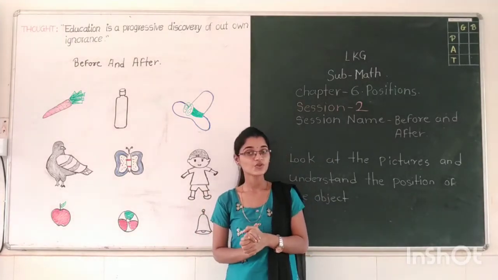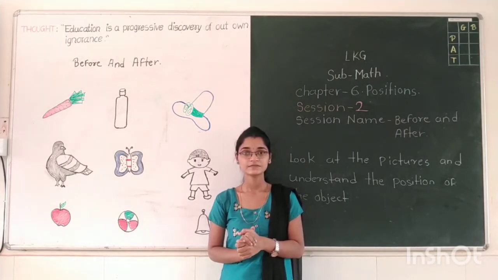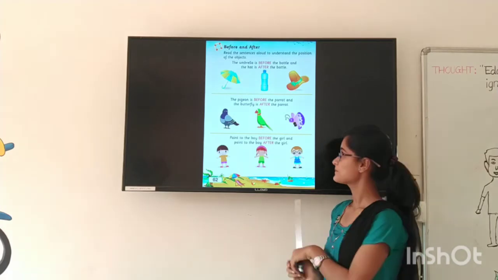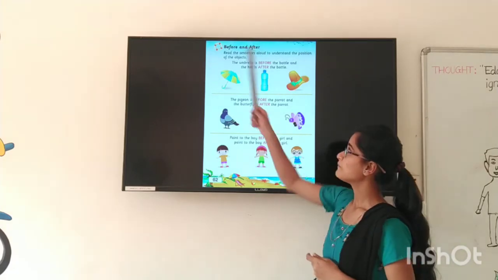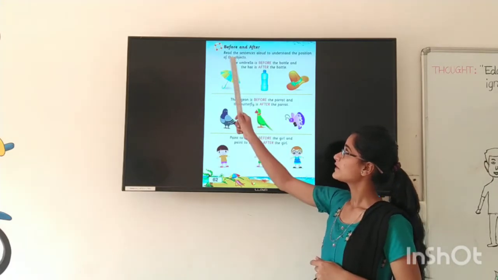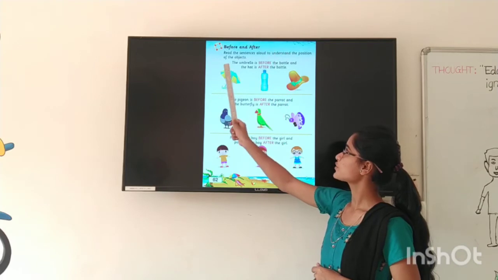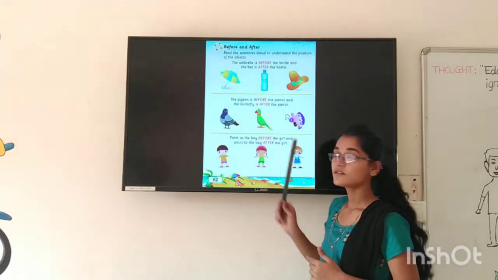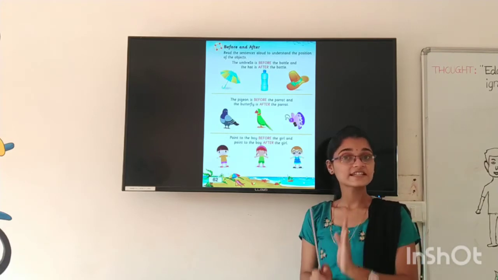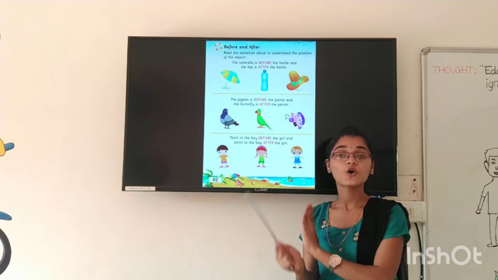Now I am going to show you your math textbook. Now students, look at here. This is your math textbook, right? Before and after. Read the sentences aloud to understand the position of the object. As you can see, some sentences are here. So you have to read these sentences aloud and understand the position of the objects.